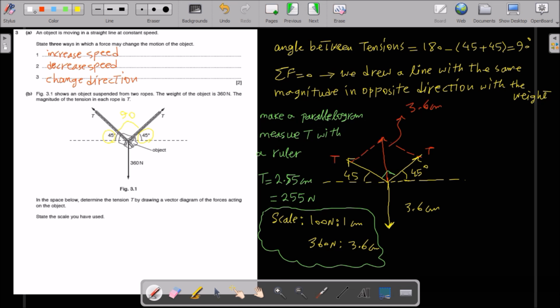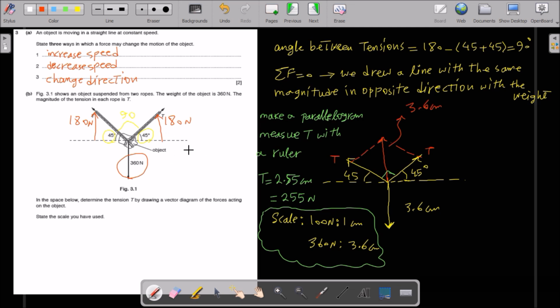Second way is that this force is 360. Okay, there are two forces upward. One of them is here, another one is here. So these two forces must be equal to 360, because T will be same in two ropes. That's why if this is 360, one of them is 180 and this one also is 180 Newton.